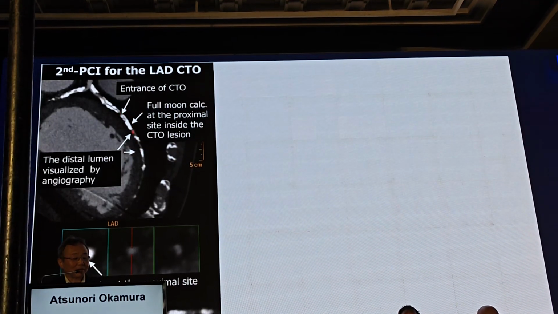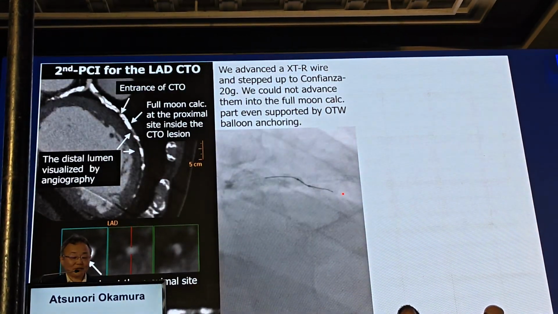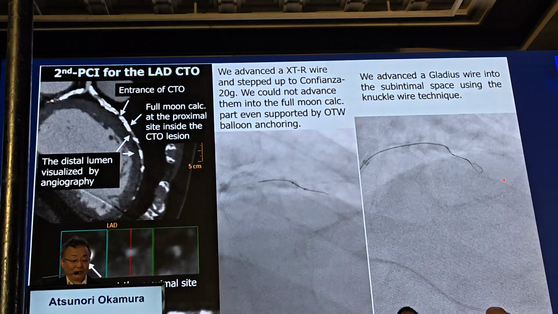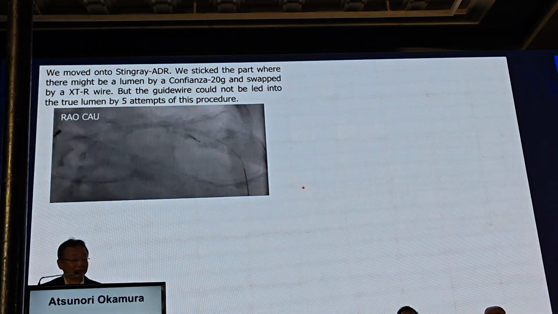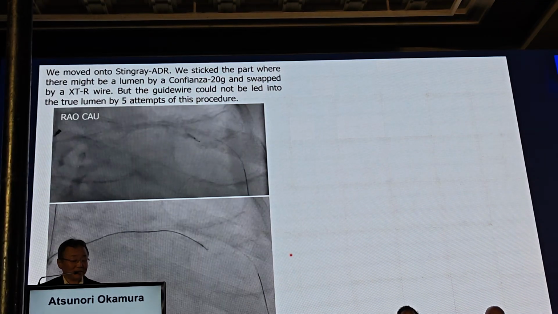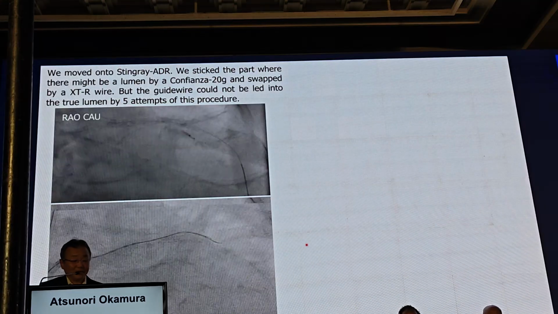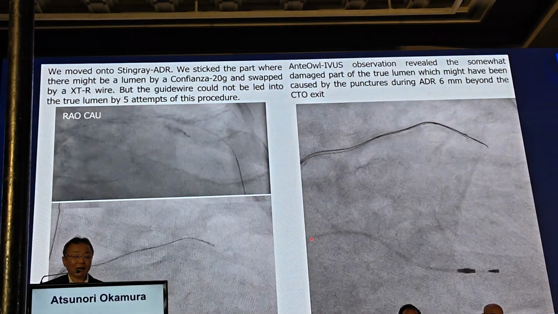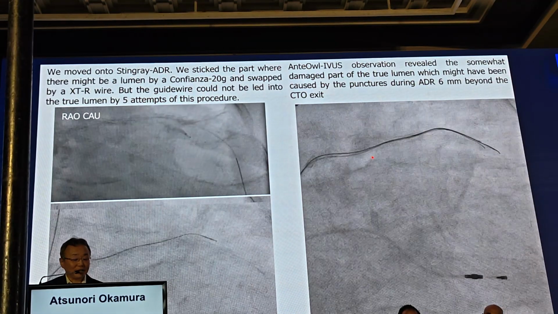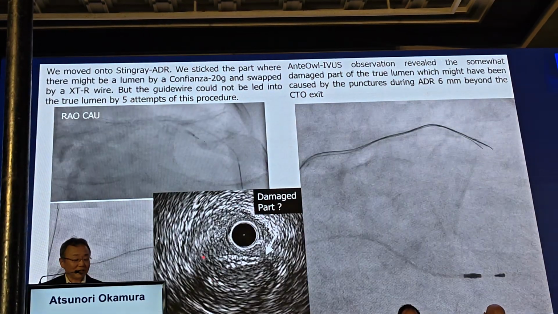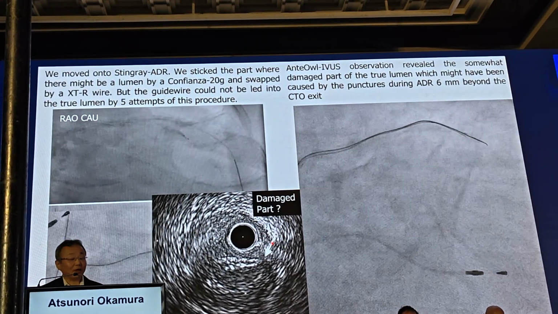So I tried to navigate the guide wire to this one, but the Conquest could not be passed. So I did knuckle wiring using the Gradius. Then I tried the Stingray. Maybe I tried five or six times, stick and swap, but I couldn't get the true lumen. But I have an IVUS, so I saw this area. I saw the true lumen here, and maybe some damage started here, maybe from the stick by the Conquest wires.